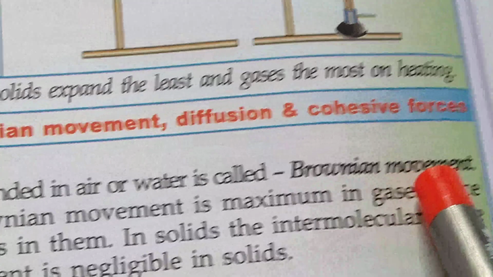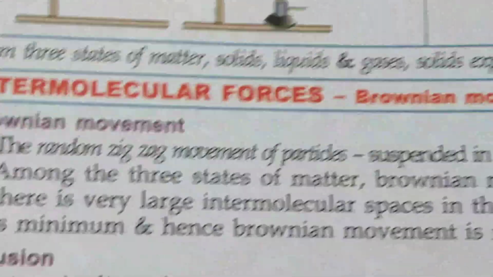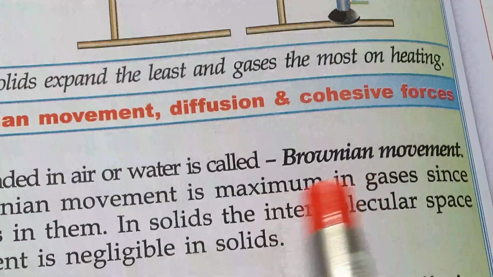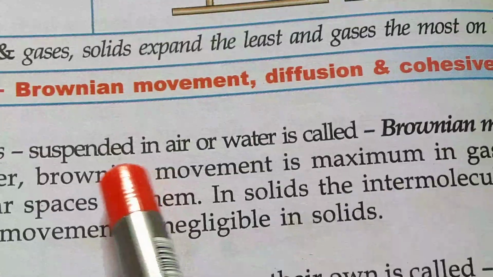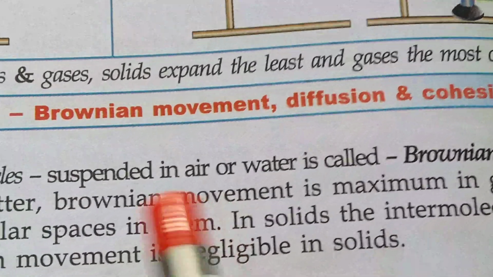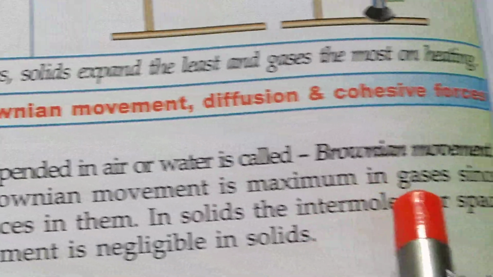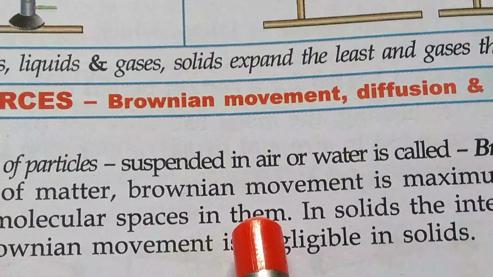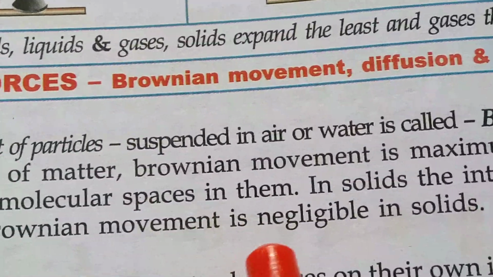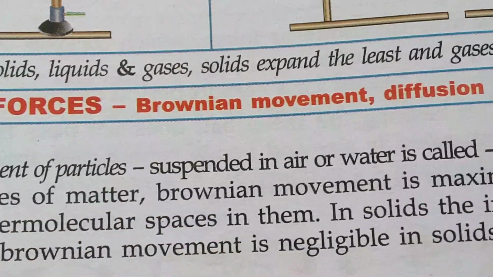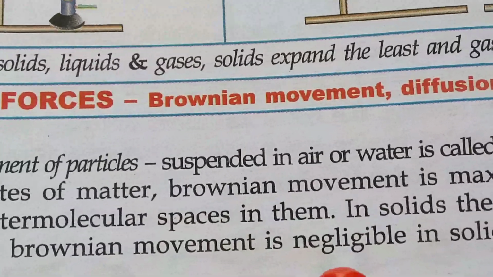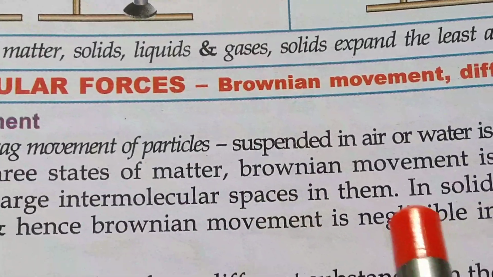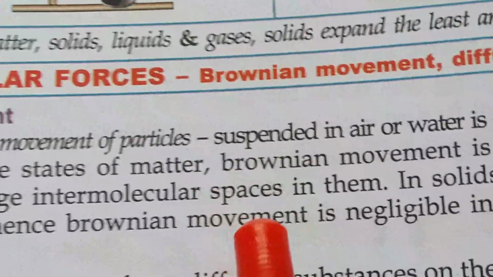So the random zigzag movement of particles suspended in air or water is called Brownian movement. Remember the definition very well. Among the three states of matter, Brownian movement is maximum in the gaseous state. There are very large intermolecular spaces in gases, because the particles are very loosely packed. That's why the intermolecular space is largest among the three states, and Brownian movement is easily possible. Among the three states, it is highest in the gaseous state.